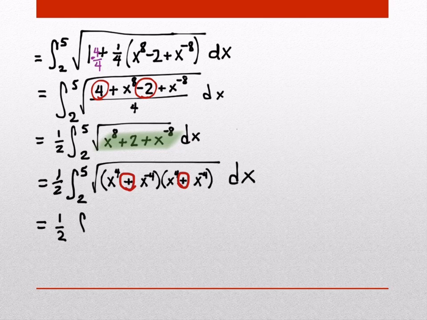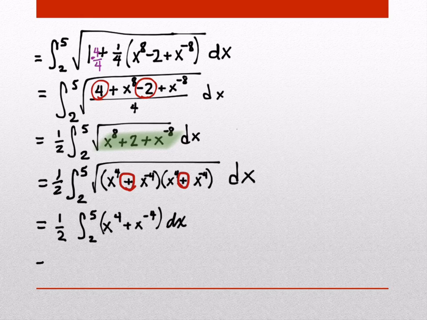And it's kind of cool because now I don't have a radical either, do I? I just have x to the 4th plus x to the negative 4th dx. Because I have the square root of something that's squared. Right? What's the square root of x squared? Well, it's x. So what's the square root of x to the 4th plus x to the negative 4th squared? X to the 4th plus x to the negative 4th.